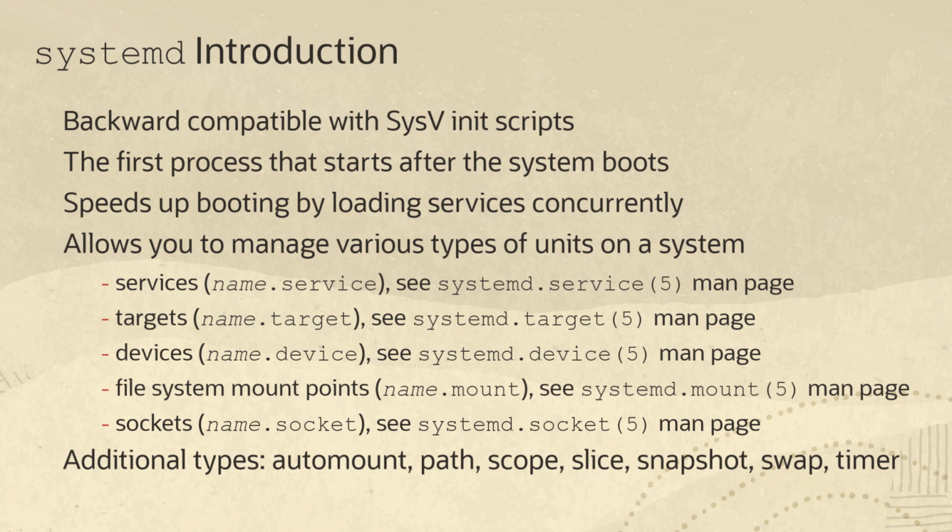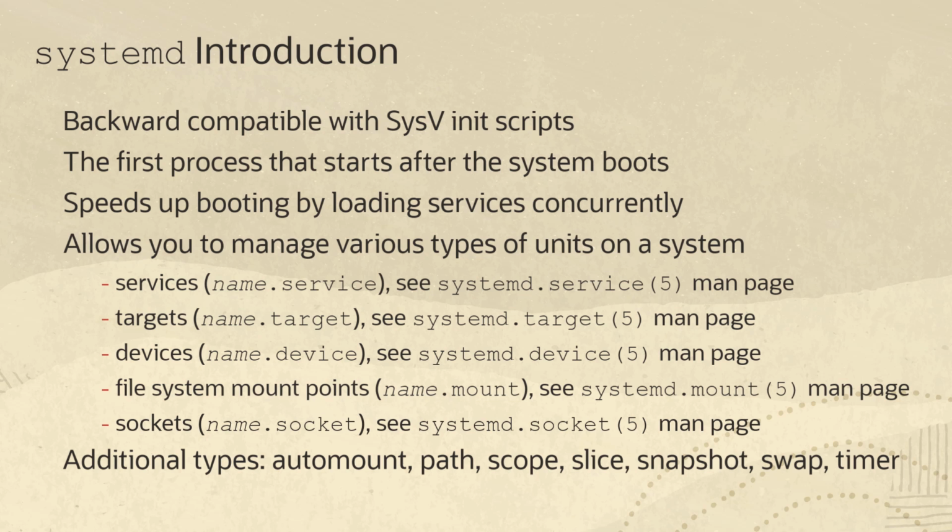Systemd allows you to manage various types of units on a system. For example, systemd service units start and control daemons and the processes they consist of. Service unit file names have a .service extension. Systemd target units group units or provide well-known synchronization points during boot up. Target unit file names have a .target extension.